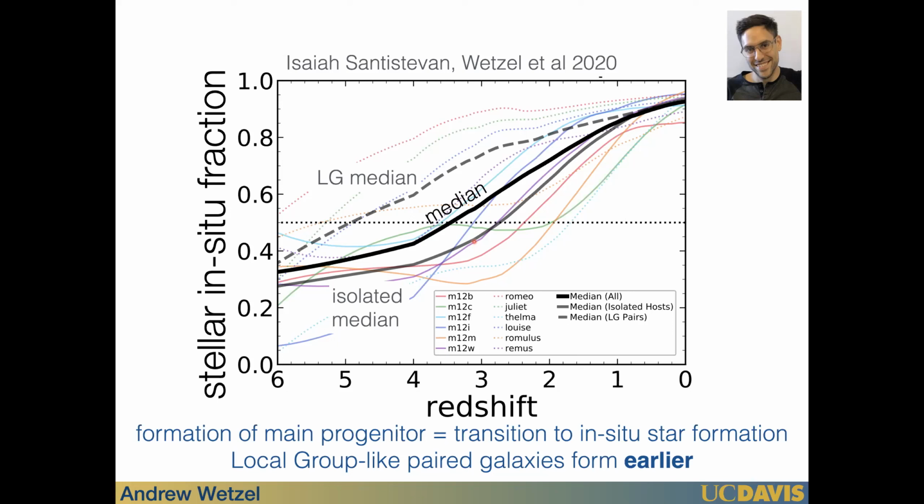So just to clarify, in situ means formed in the main progenitor, and the main progenitor means the most massive one, I guess. Yeah, that's right.